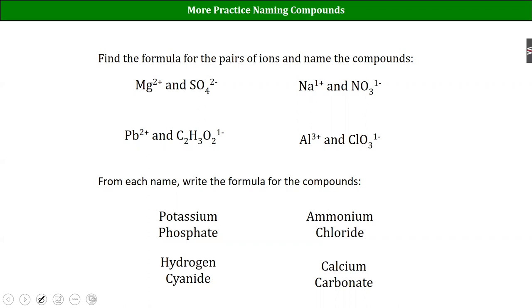So with that in mind, naming hydrates is just as easy as using those Greek prefixes again. It's always going to be an ionic compound. So you name the ionic compound and then you just say something hydrate. So magnesium sulfate forms a hydrate, and the formula is written with this dot symbol. And then you just write how many waters you have.